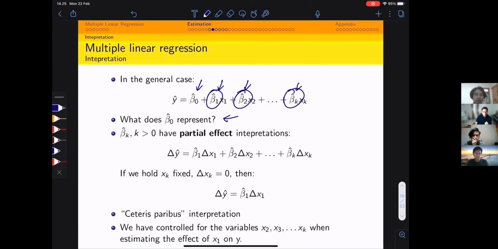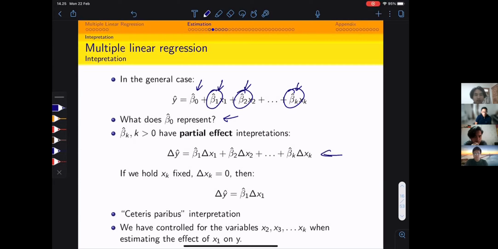In general, beta k hat, for any k, has a partial effect interpretation. So what we're going to do is interpret the estimated coefficients one by one. Now, if we take a partial derivative, or a total derivative, of the sample regression function, then we're going to get something along this line.